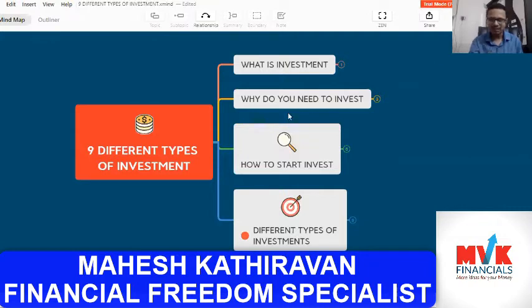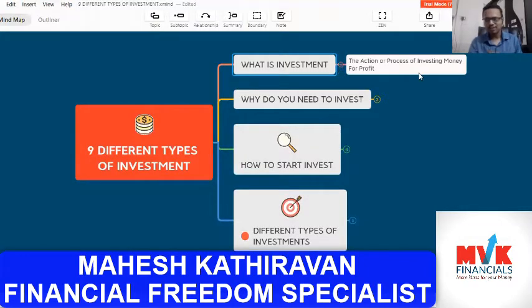So what exactly is that? It's the action or process of investing money for profit. Now we need to understand what exactly this is. We normally confuse it with savings. Savings is where you are just taking some money from your income and putting it somewhere. That is called savings. But investment is where you are investing that money, which comes from your monthly income, into a particular investment tool which gives it for profit. So that is the basic difference between investment and savings.